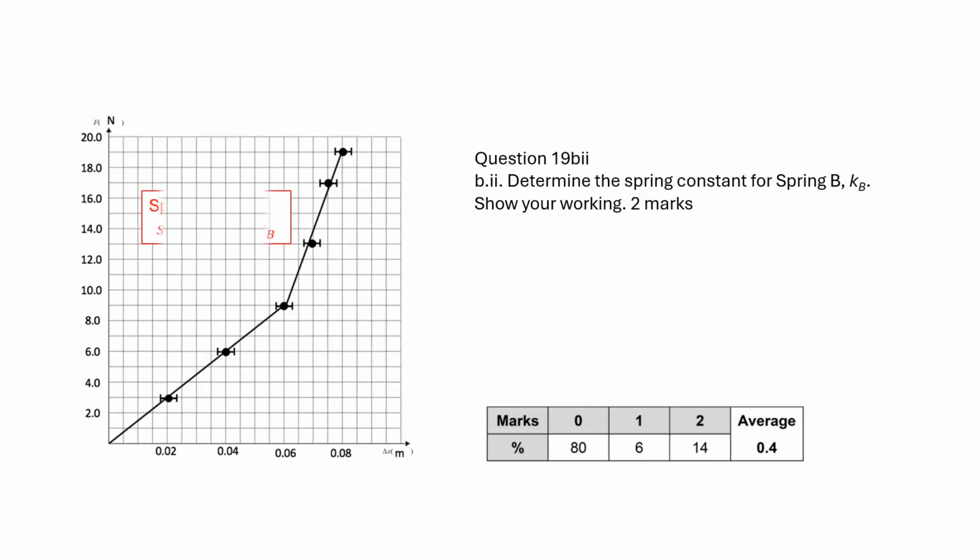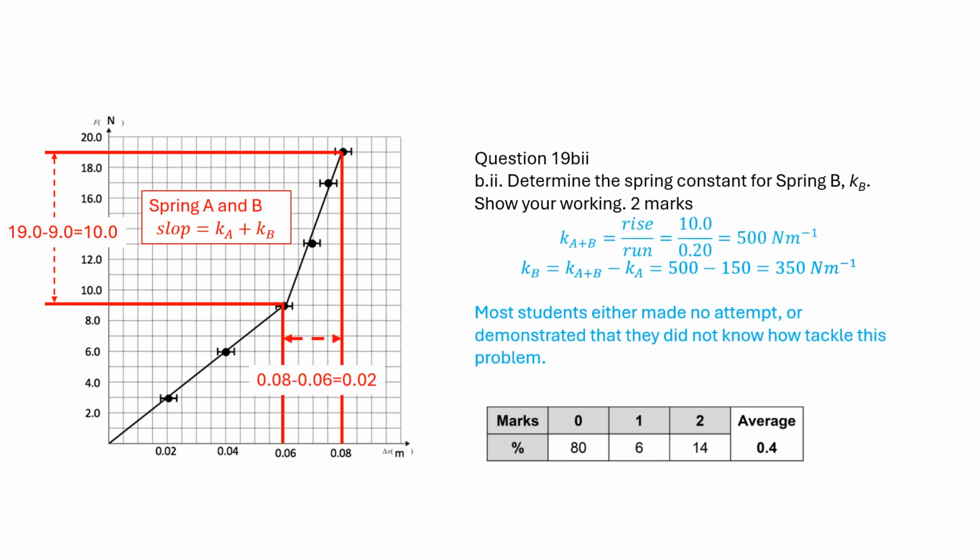The upper line is for springs A and B. The slope of the upper line is the sum of A and B spring constants. We had already calculated the spring A constant in the previous part, so we subtract the spring A constant from the sum of A and B spring constants, and get the answer.